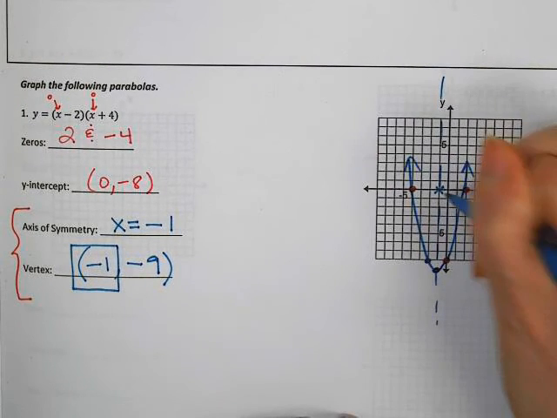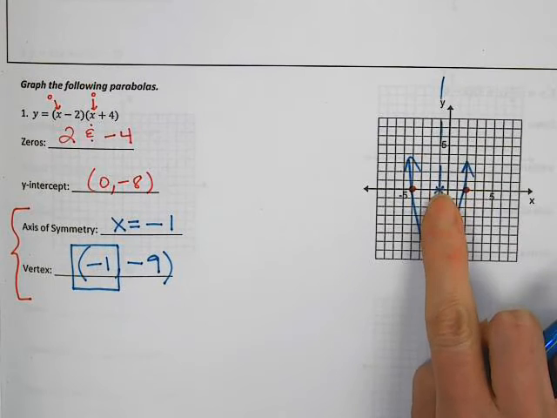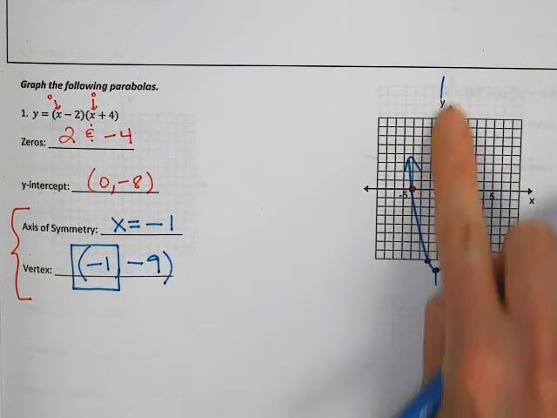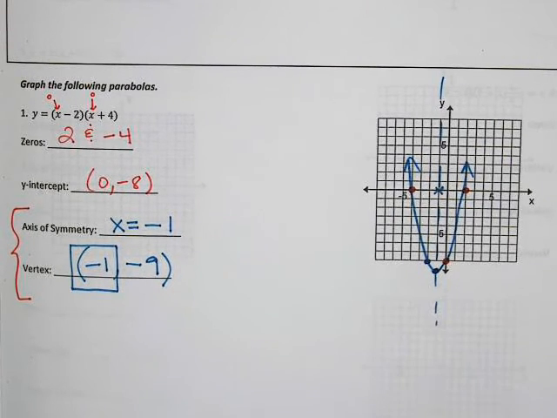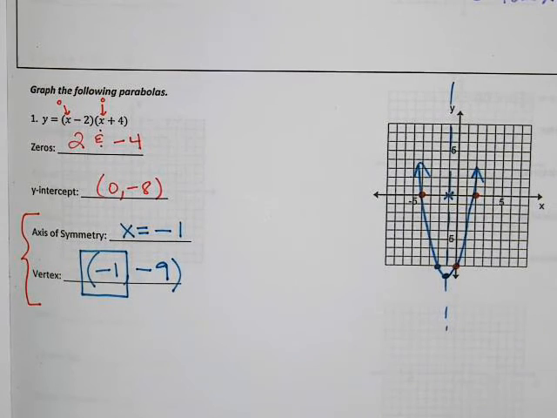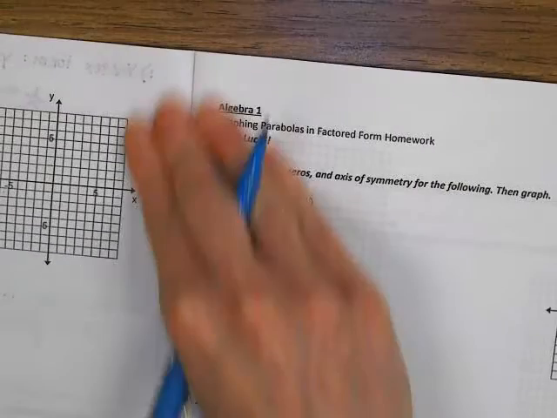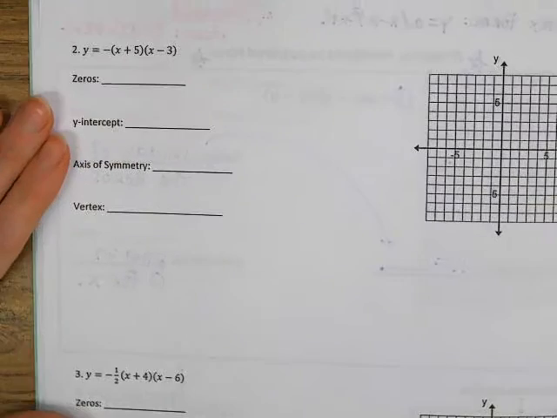So you guys, this x is not part of the graph. That was just showing where the vertex was going to line up. All right, let's try one more. So turn the page. All right, let's try number 2.